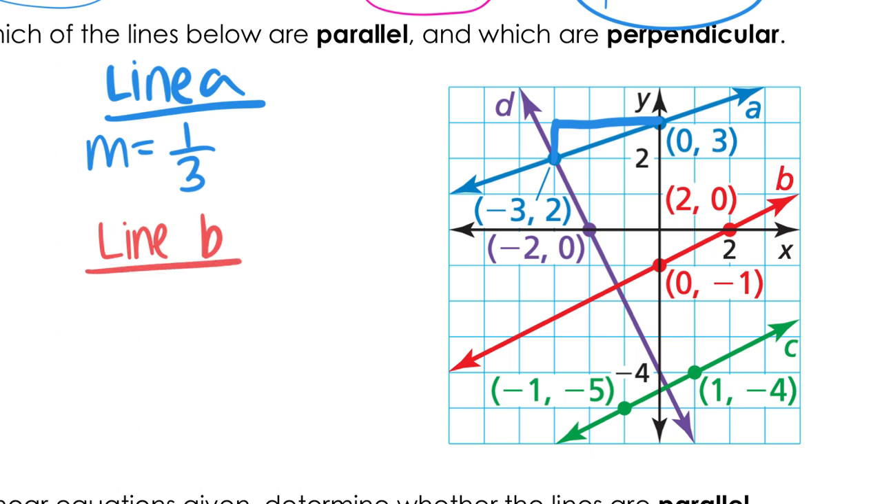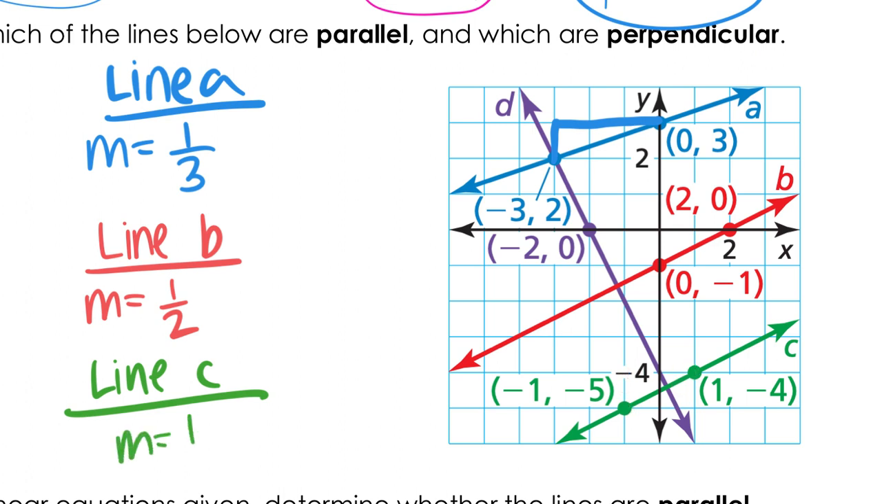Okay, so line B, if you look at the slope here, I'm going to use these two dots. It's going up 1 over 2. So the slope of line B is 1 over 2. And then line C, I'm going to do the green line next. Line C, if you use these two dots here, it's going up 1 over 2 again. Okay, so we know for sure that these are parallel, right? Because these are the same slope.